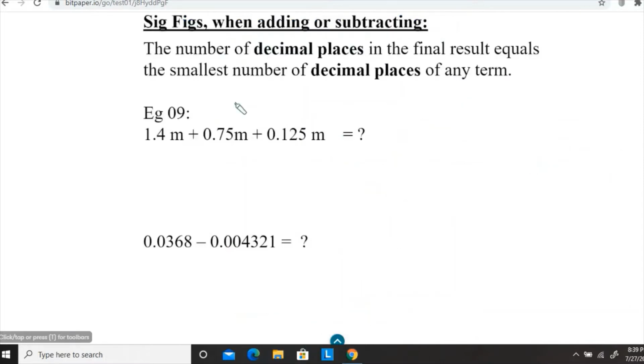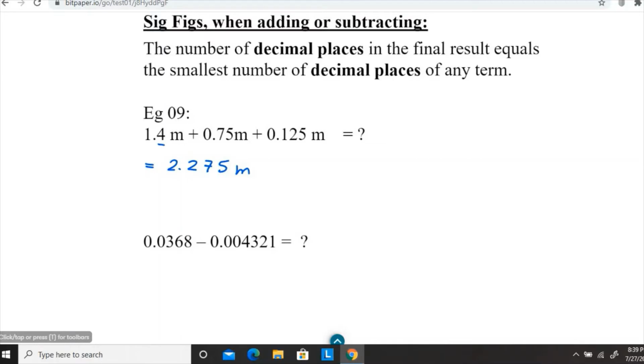Now let's look at adding or subtracting numbers and the significant figures of the result. For example, we determine the significant figures looking at the decimal places. You look at the smallest number of decimal places, and that's going to equal the decimal places of the final result. For example, let's sum up these three numbers. When you sum them up, your result would be 2.275 meters.